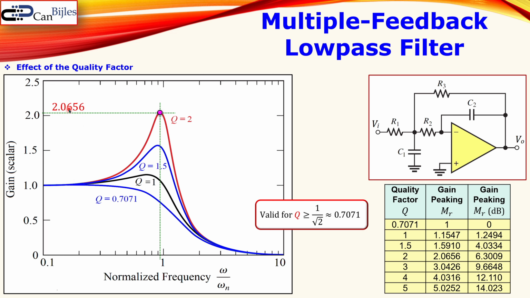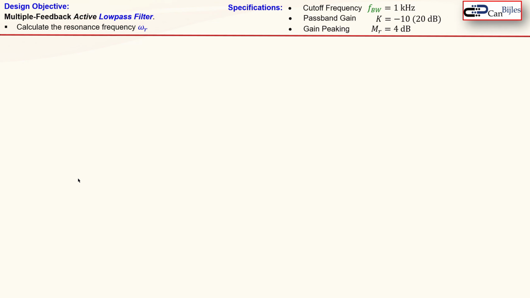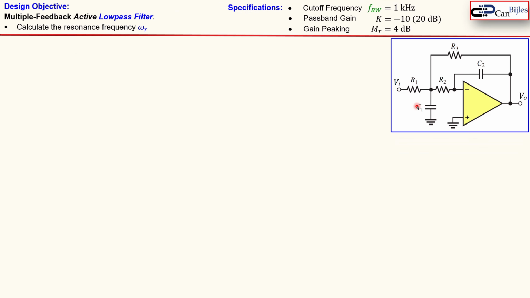So in this case, you see that this is happening here, and the gain here in the scalar form is 2.0656. And that is for Q of 2, which is also shown here. Now for the other one, which is at 1.5, again the gain peaking value will be 1.5910, which is also what we see from the table. The other one with this black line here, for quality factor 1, will be 1.1547. Okay, let's now go to our design objective and use this circuit.